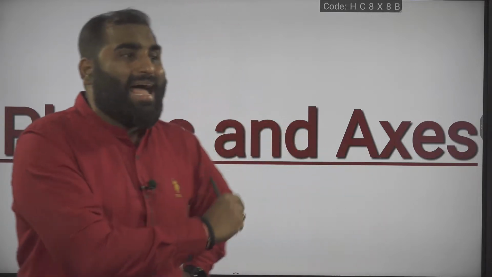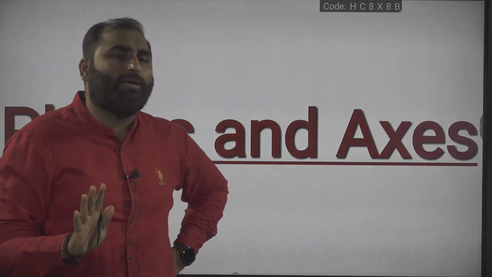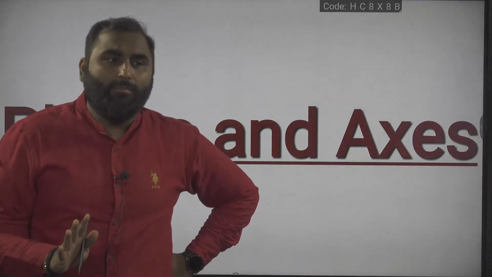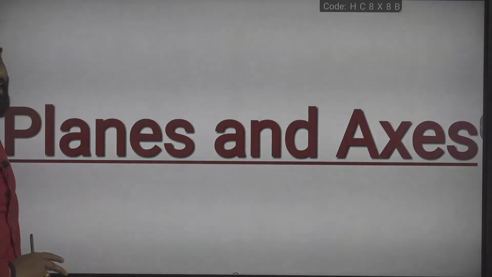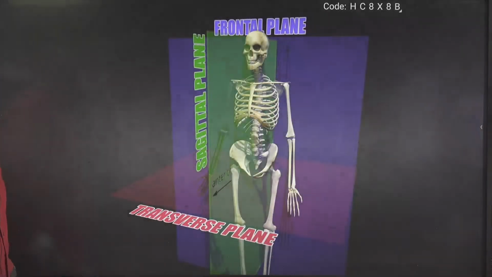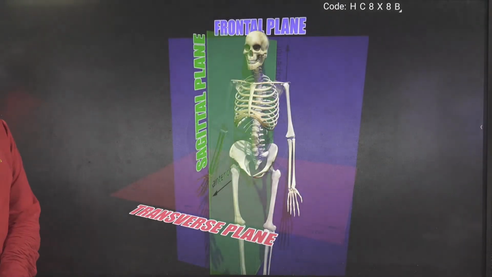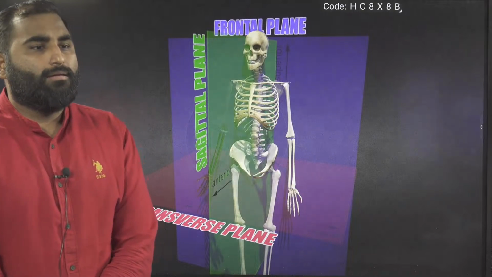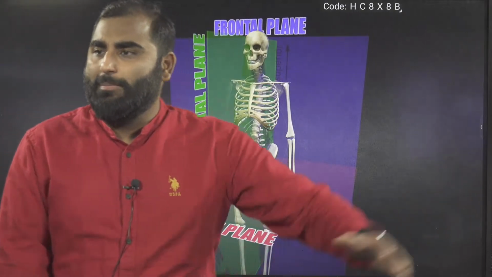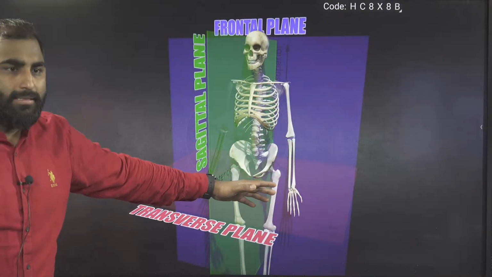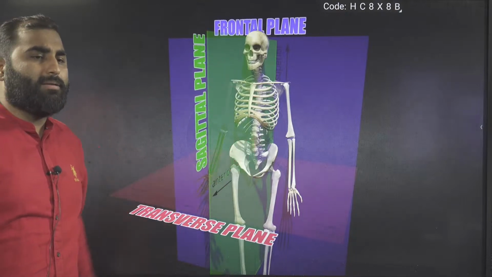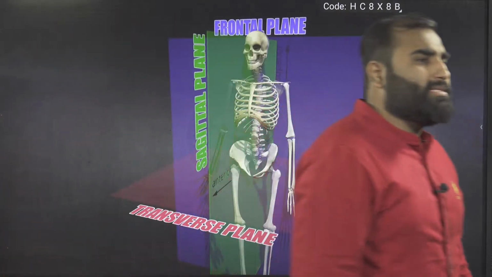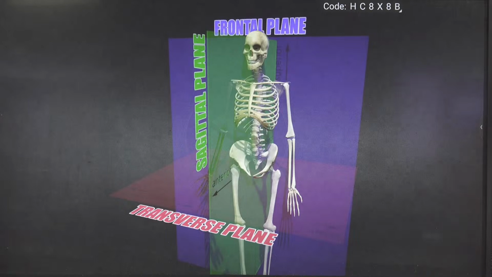So for anatomy, you should know the planes and axis topic very well. It is a very basic topic, a very basic understanding, but we have to understand what planes and axis are. Talking about planes, what do you mean by planes? How many planes can you see in this picture? Is it 1, 2, 3, 4?